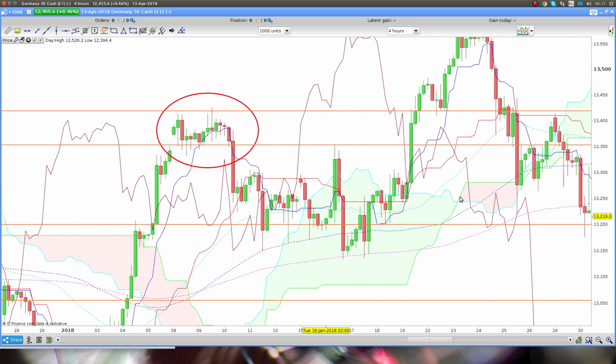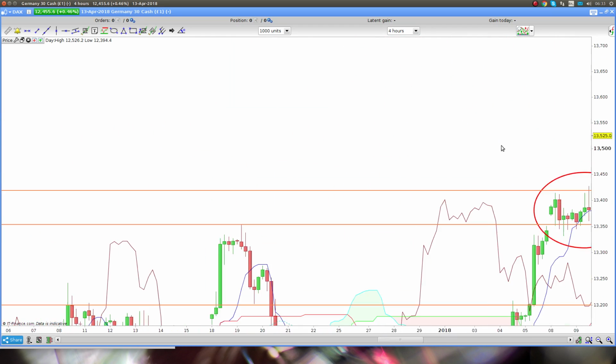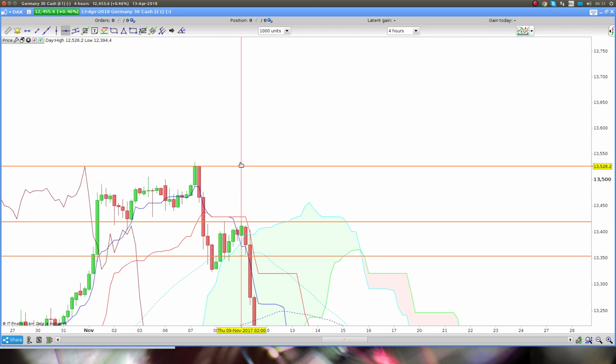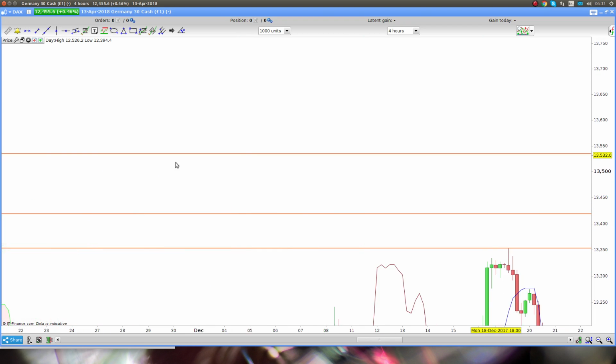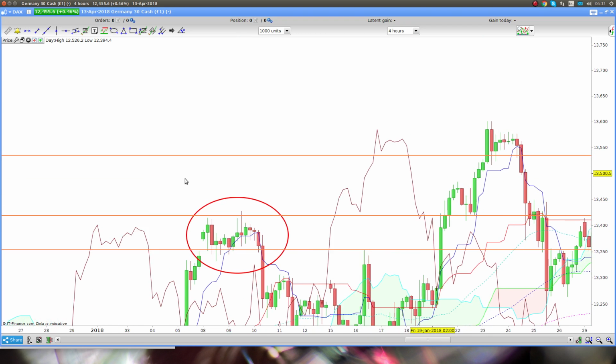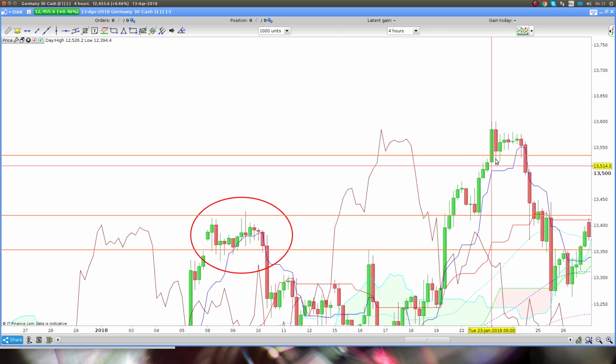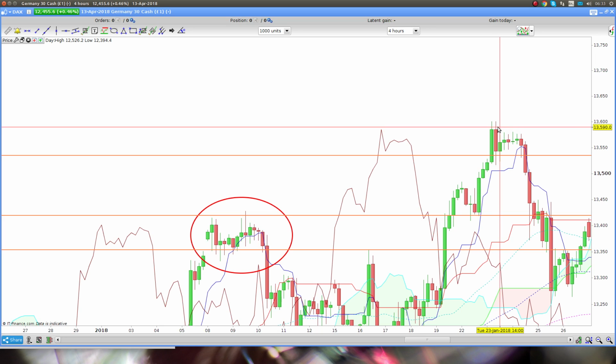So again, let's get whatever line is in there. Let's get that previous high in. So this line that I've just drawn now was the previous high. So what's happened is we've created a new high.